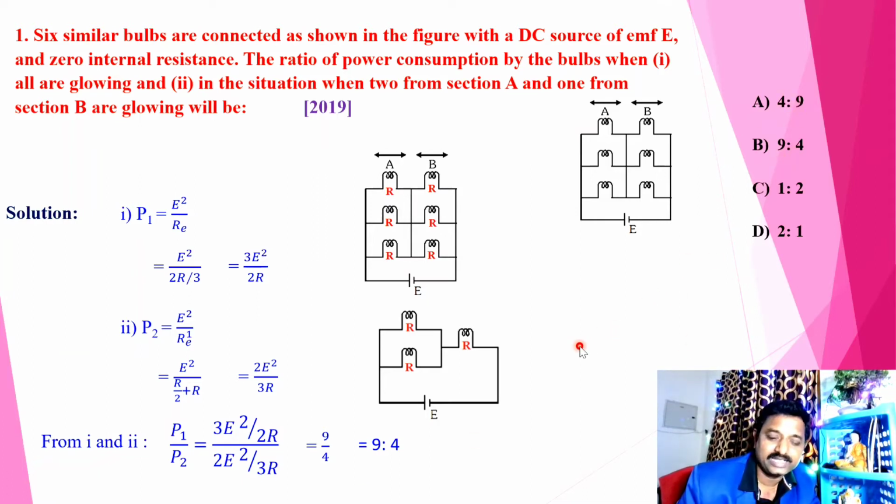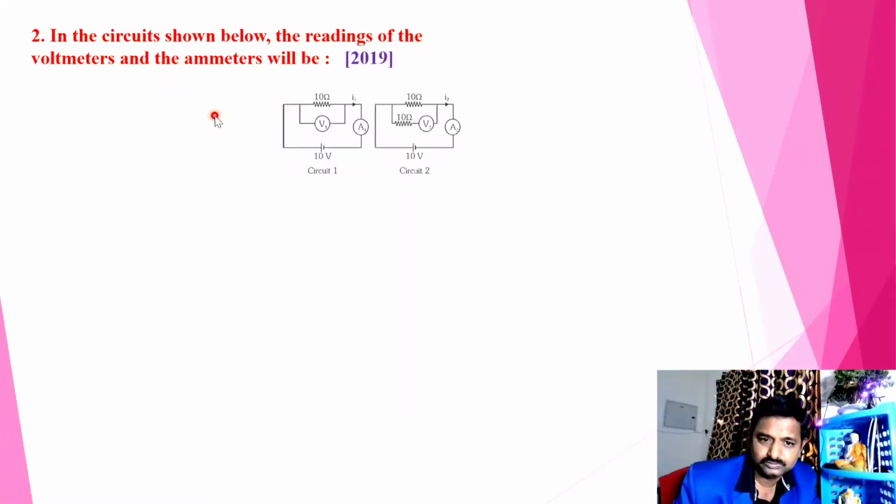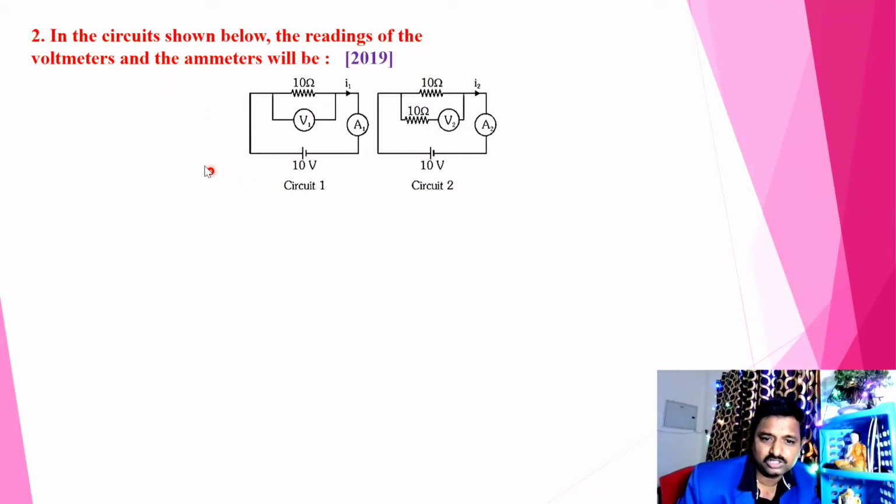Now we will go for the second question. In the circuits shown below, see here they have given two circuits, circuit 1 and circuit 2. The readings of the voltmeters and the ammeters will be. So we have to calculate the readings of the voltmeter and ammeter in these two circuits. It was given in 2019.